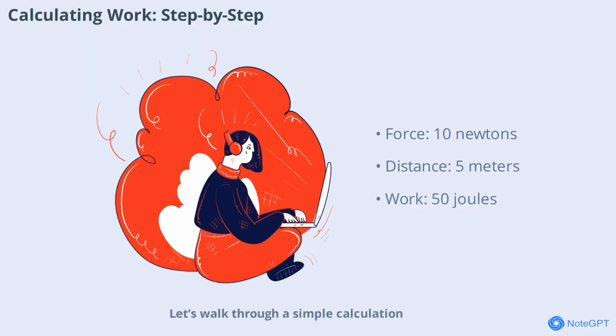Let's walk through a simple calculation. Suppose you push a box with a force of 10 newtons over a distance of 5 meters. Using the formula W = F × D, the work done is 10 × 5 = 50 joules. This step-by-step approach makes it easy to apply the concept to real problems, whether in homework or daily life.